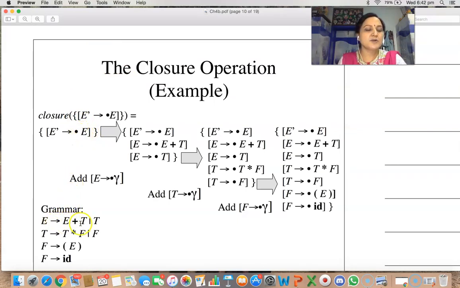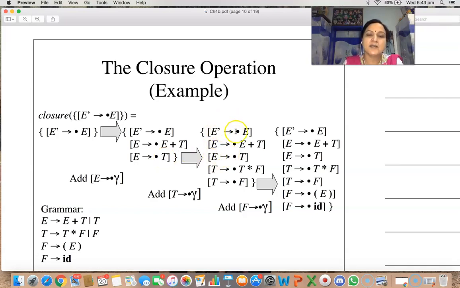So see here, what are the E productions in the given grammar? E tends to E plus T and E tends to T. So we are adding these two productions with dot at the beginning. E dash tends to dot E is the first step for production of the grammar. After the dot E is a non-terminal, so we are adding E productions: E tends to dot E plus T, and another production is E tends to dot T. So now we have added the E productions. Now see here, after the dot again T is there. T is also a non-terminal, so add its production.